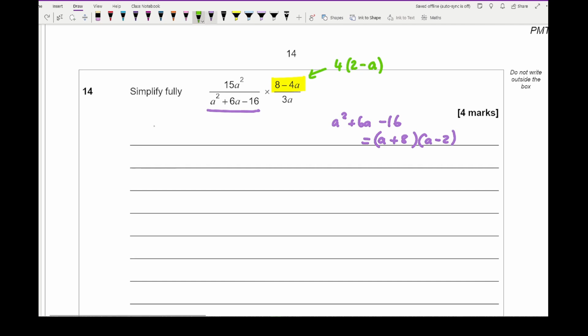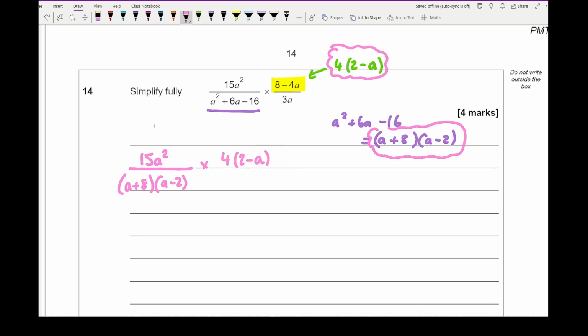Now this question is really sneaky, because it's all about this here that we then need to rewrite. So if I substitute those two things in first, what do we get? Well, I'm going to end up with 15a squared over (a plus 8)(a minus 2), multiplied by 4 lots of (2 minus a) over 3a. Now at this moment in time, nothing cancels out with those two individual fractions, but the key with this question is rewriting this.